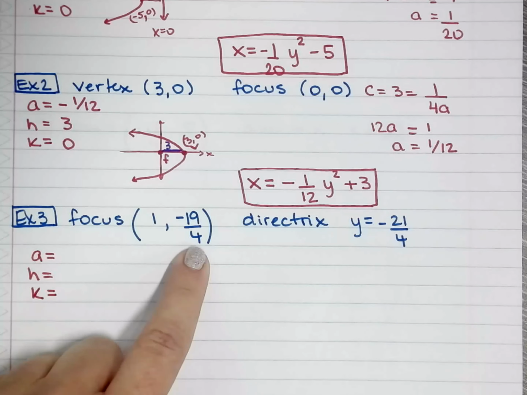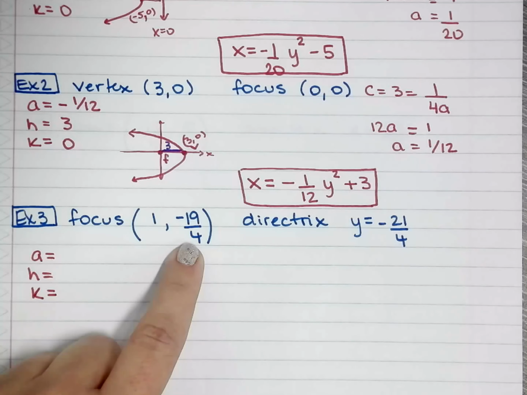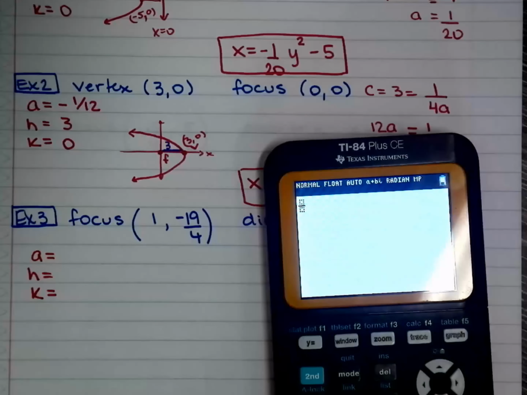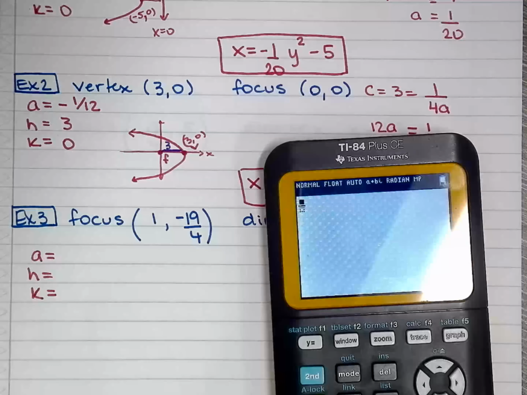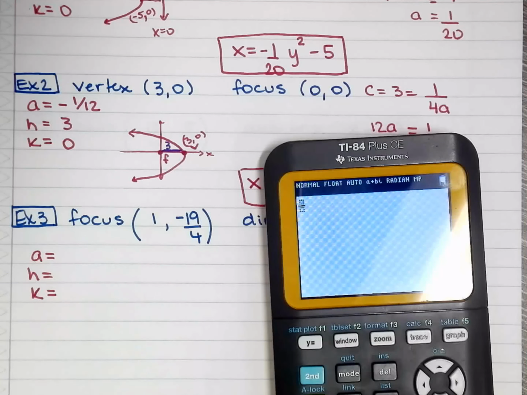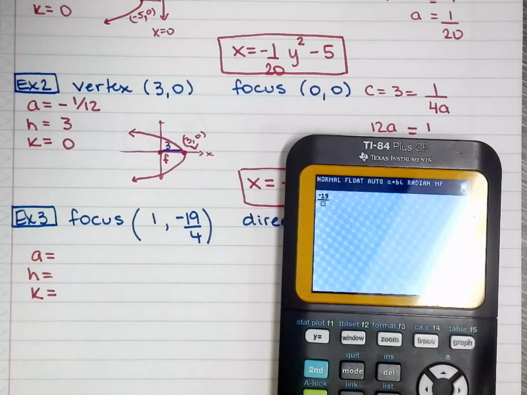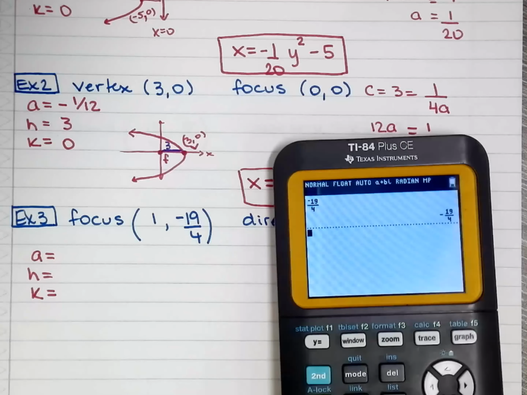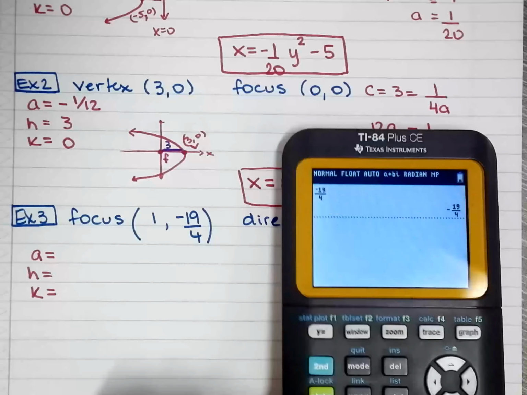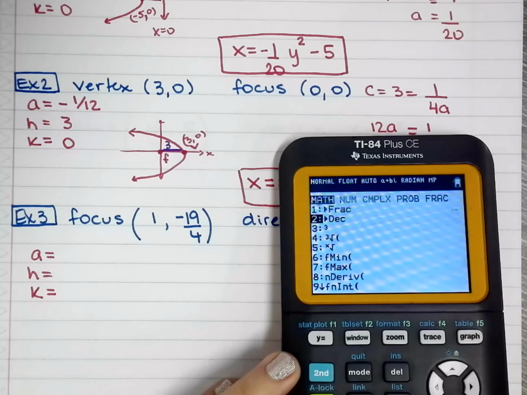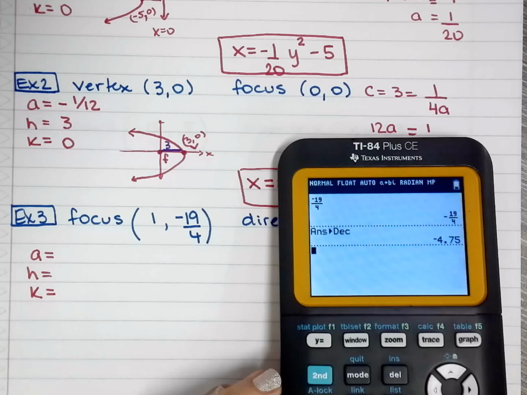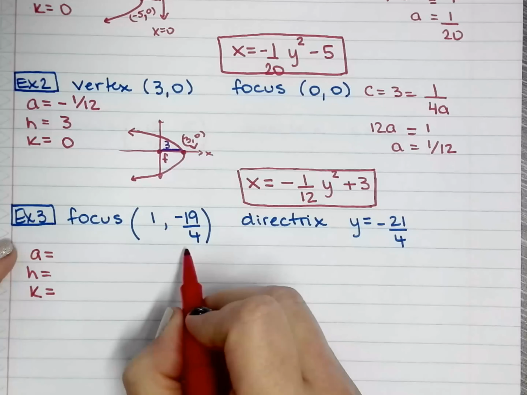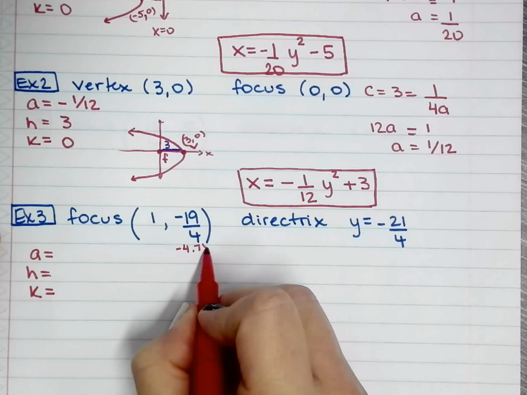So first thing, this really bothers me. I don't know what number that is. So put that in your handy dandy calculator, just so you have an idea what negative 19 over 4 is. So that number is negative 4.75. So this number is negative 4.75.